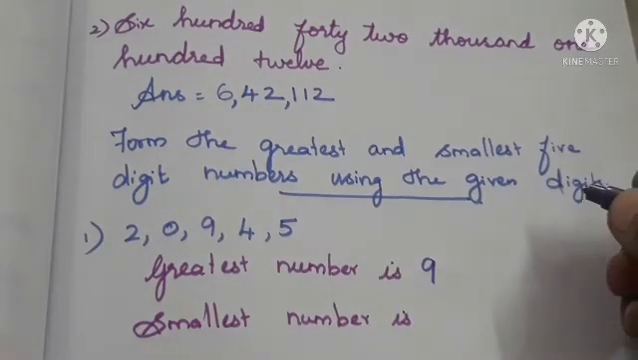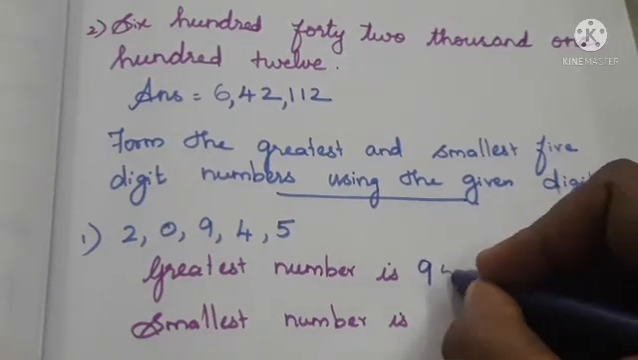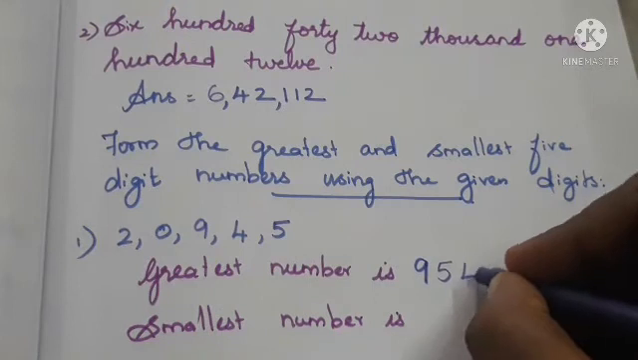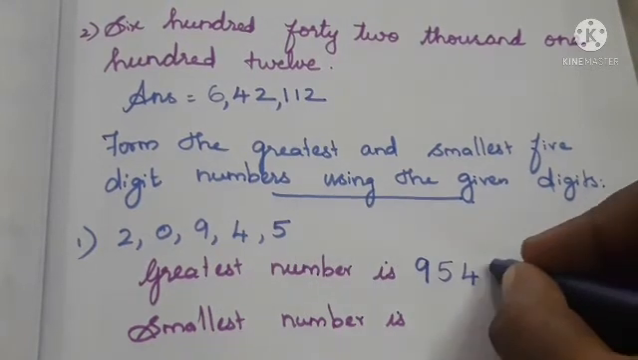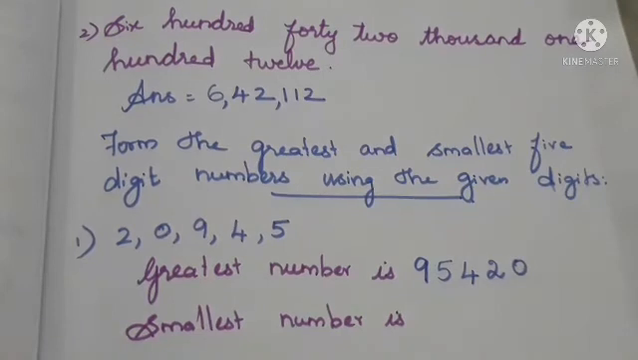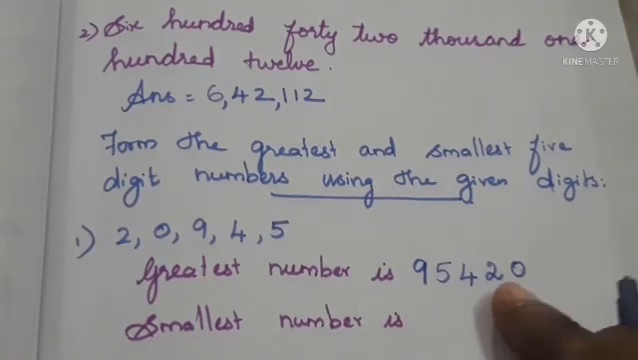Then after that, next number is 5, isn't it? 5. The next smaller number, yes, 4 is the next smaller number. Then 2 is the next smaller number, and 0 is the smallest number among these numbers, isn't it? So first we have to write the greatest number among the given digits.